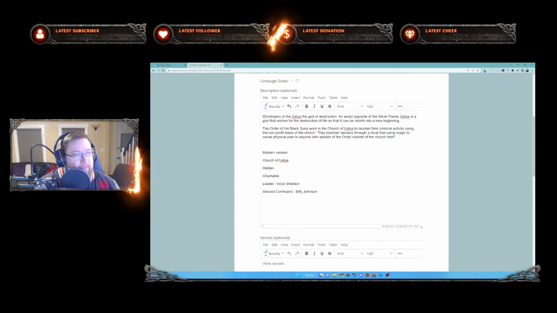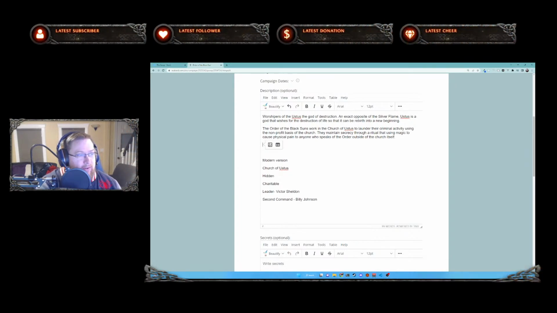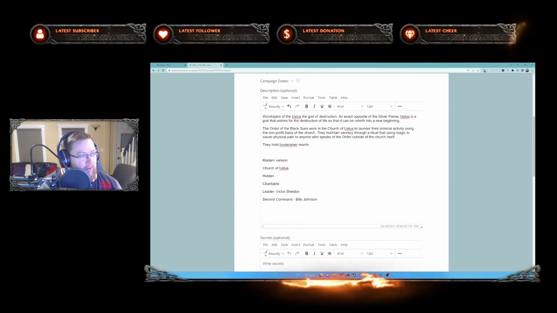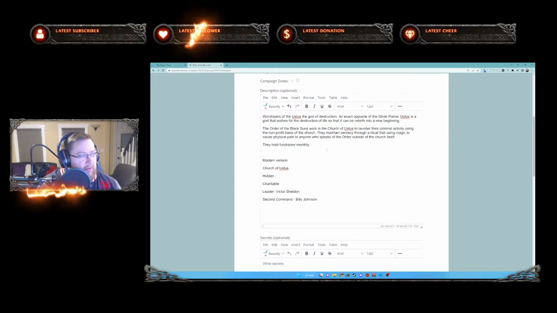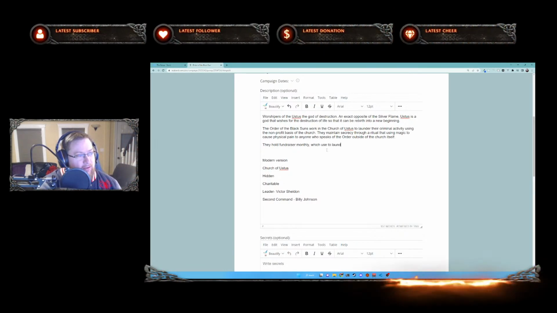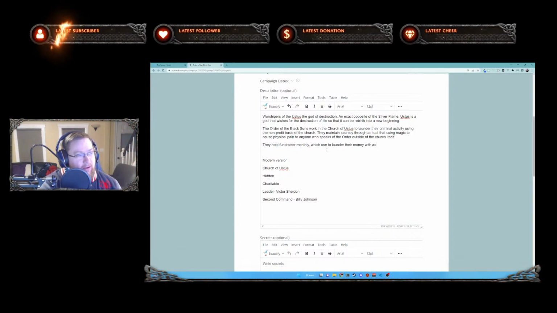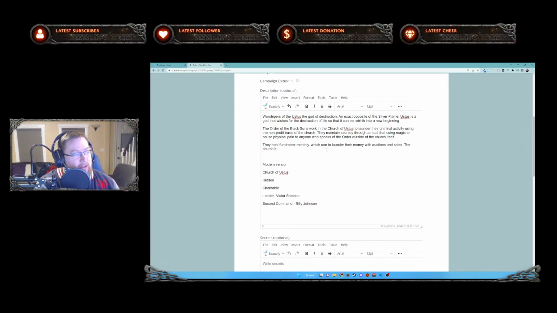Oh, they're really tied to the church. So they're tied to the church. They hold fundraisers monthly for children, and they use them to launder their money with the church itself.